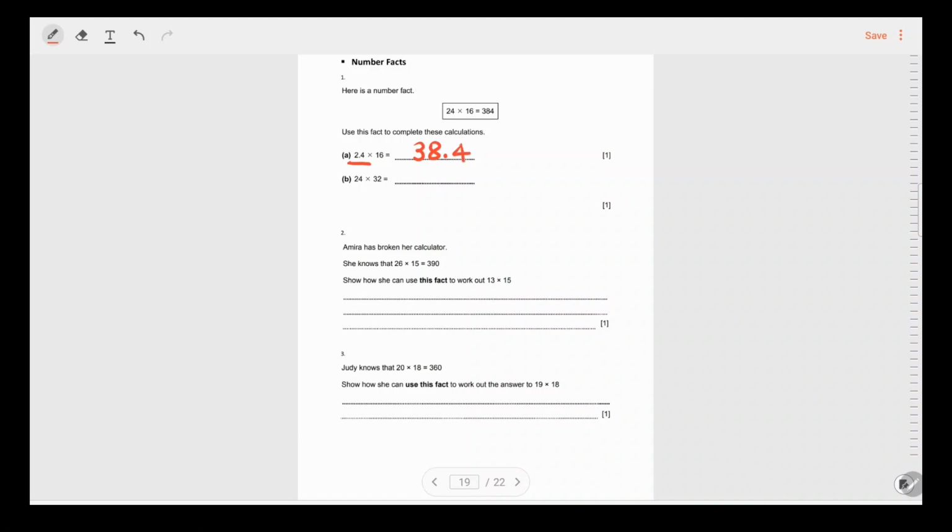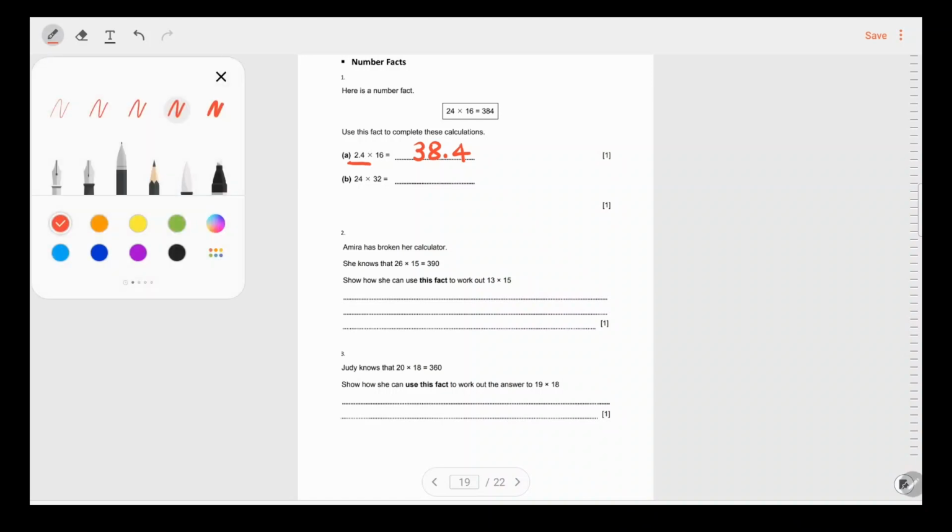in your answer, which means that there should be one number after the decimal point. So instead of 384, because this is 2.4 instead of 24, we are going to have 38.4 as our answer.